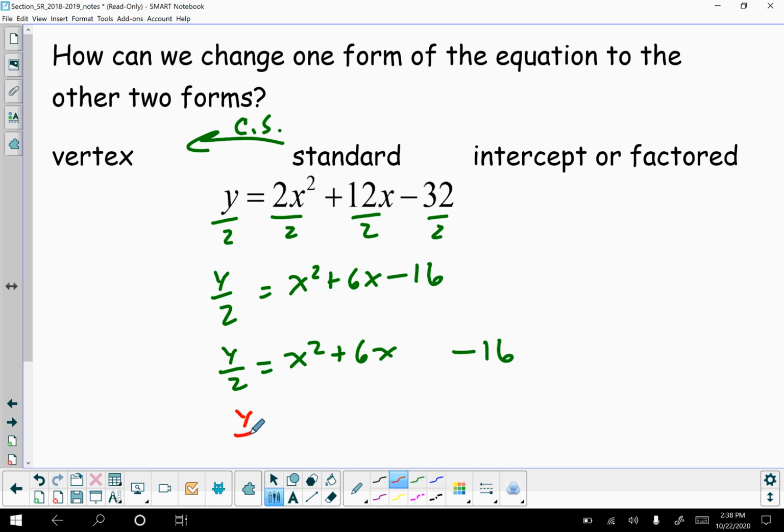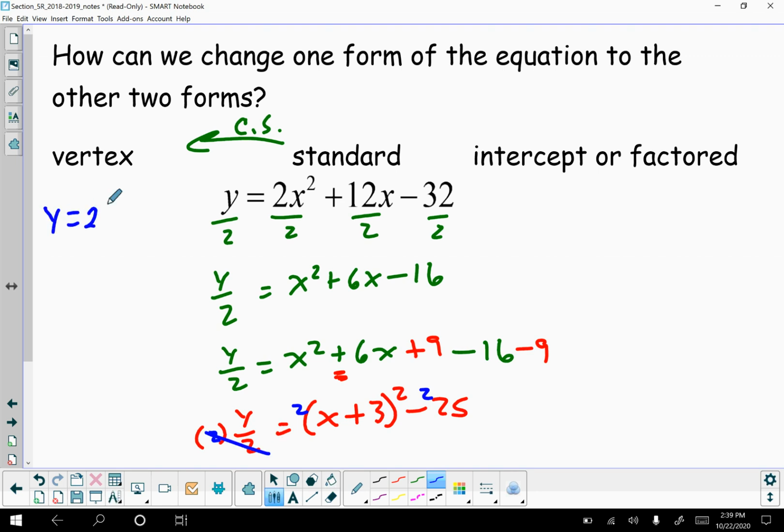And then I'm going to go y over 2 equals x squared. This sign's a plus, so I'm going to have a plus here. Half of 6 is 3. 3 squared is 9, so if I add 9, I also have to subtract 9. And then I want to get rid of this 2, so I'm going to multiply everything by 2. So those cancel. So my vertex form is y equals 2 times the quantity, you don't need to put that over the parentheses, minus 50.